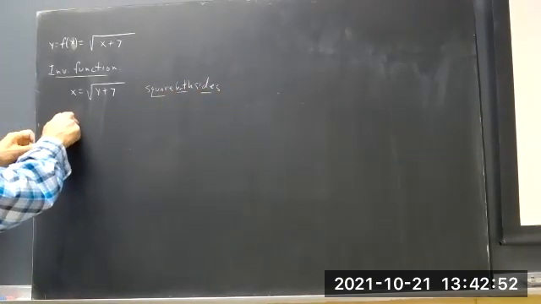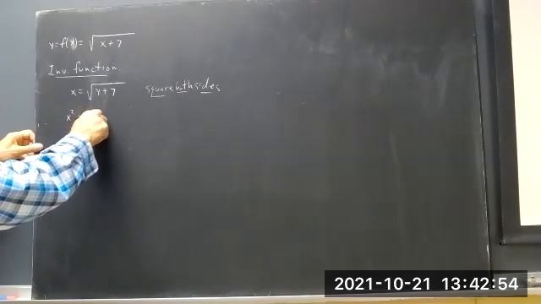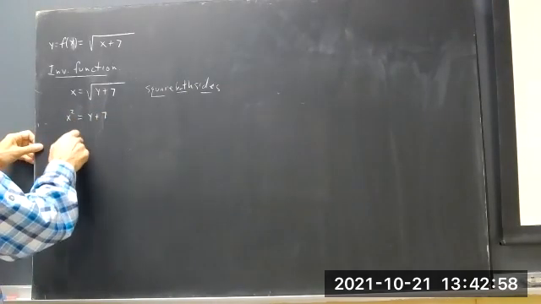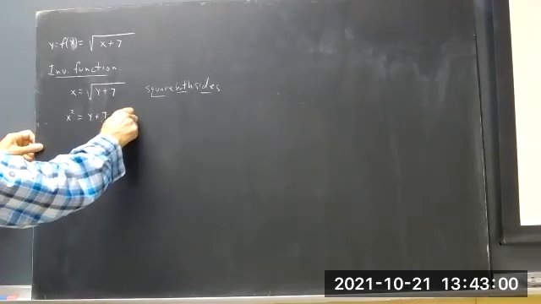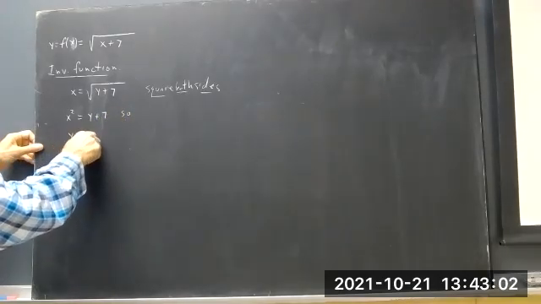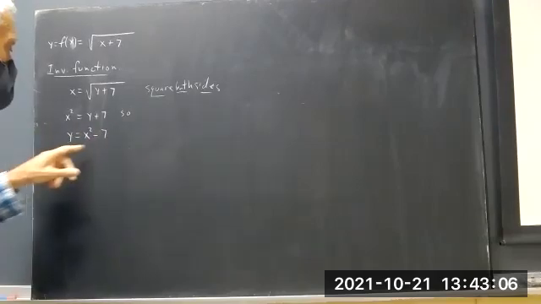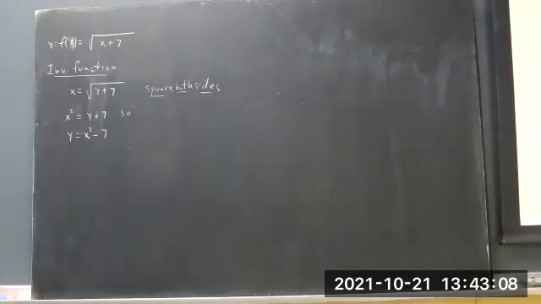Square both sides, we get x squared equals y plus 7. I don't need to explain a lot of steps. You get y equals x squared minus 7. That was easy, right?